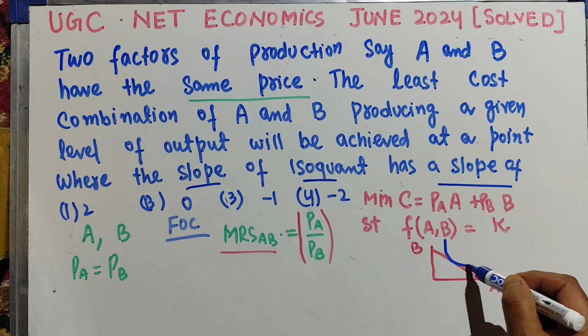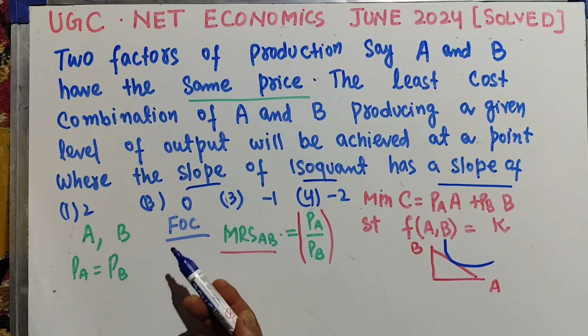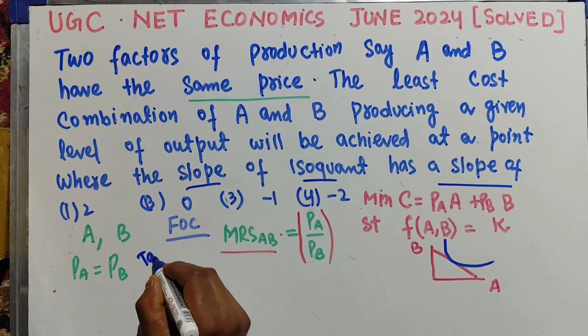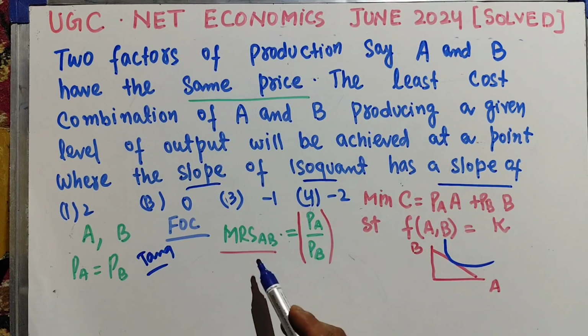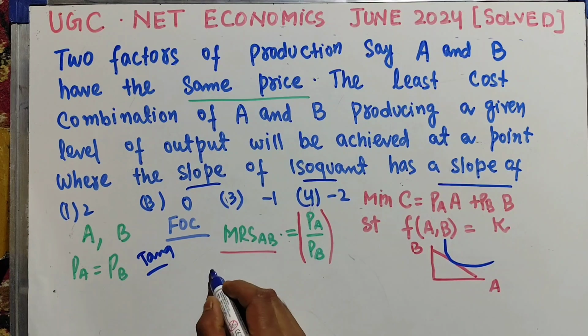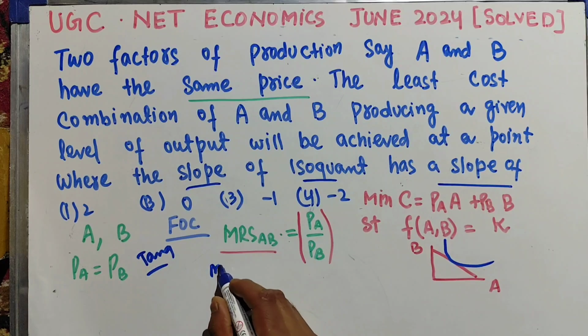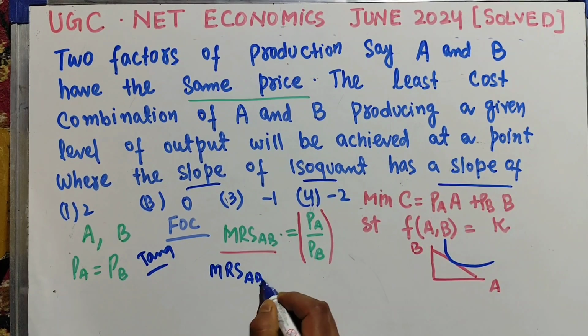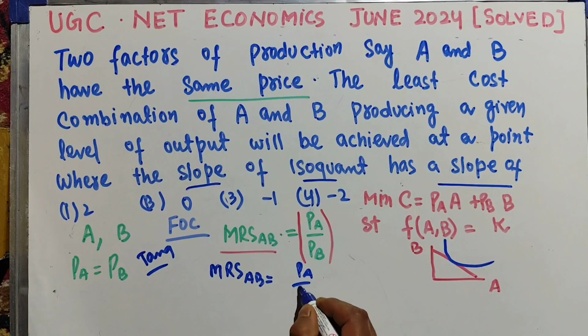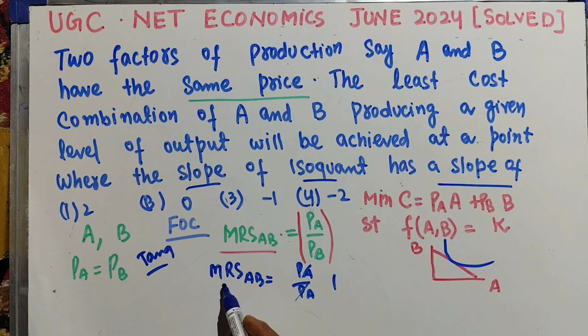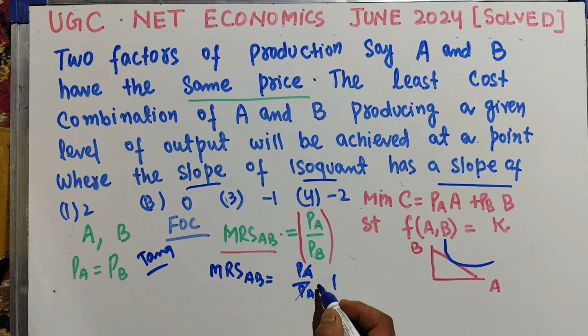And let's draw the isoquant here. Let us say this is our isoquant. So the first order condition, or what we call the tangency condition, requires that the marginal rate of substitution between two goods should be equal to the input price ratio. But we know that price of A is equal to price of B. That means this is equal to 1. So can I write MRS between A and B is equal to price of A upon price of A, which will be equal to 1. But we know that it is actually equal to -1. Why? Because the slope of the isocost will be here -1.